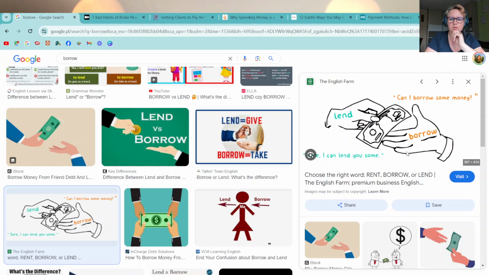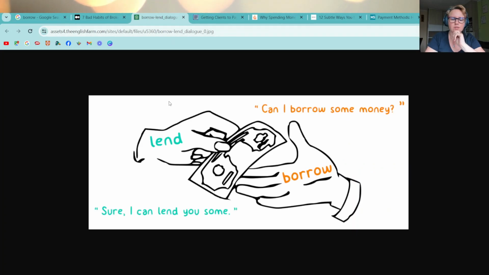I think this image is a good one just to keep in your mind and to remember if you have problems with differentiating lend and borrow, right? Can I borrow? I always remember that question, yeah? Can I borrow some money? Can I borrow your ruler? Can I borrow your pen? Yeah, so you always borrow from someone if you don't have money, let's say. Sure, I can lend you some. I can lend you some money. So lend is when you give the money to someone.